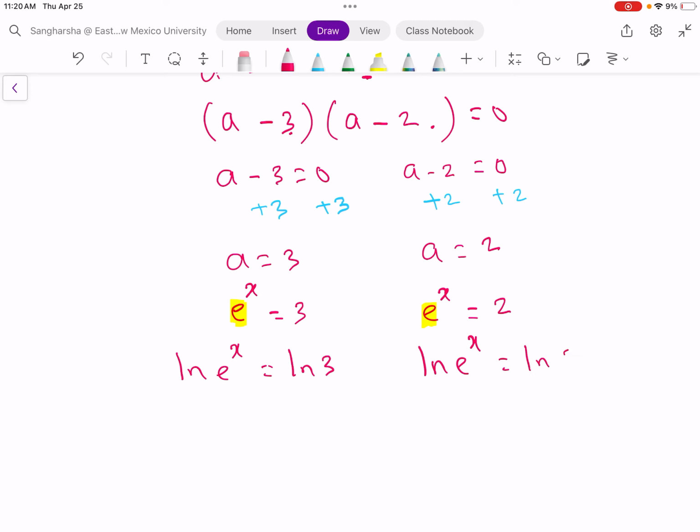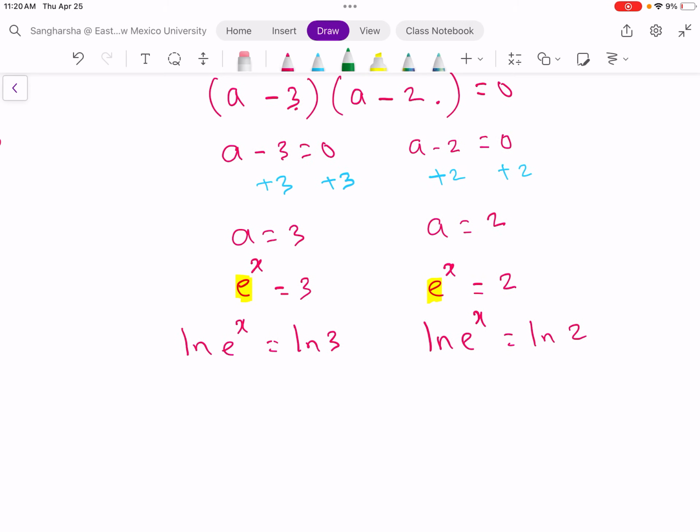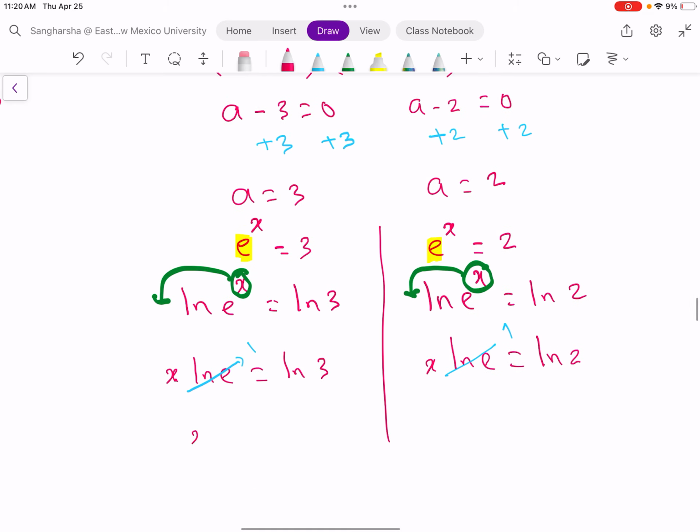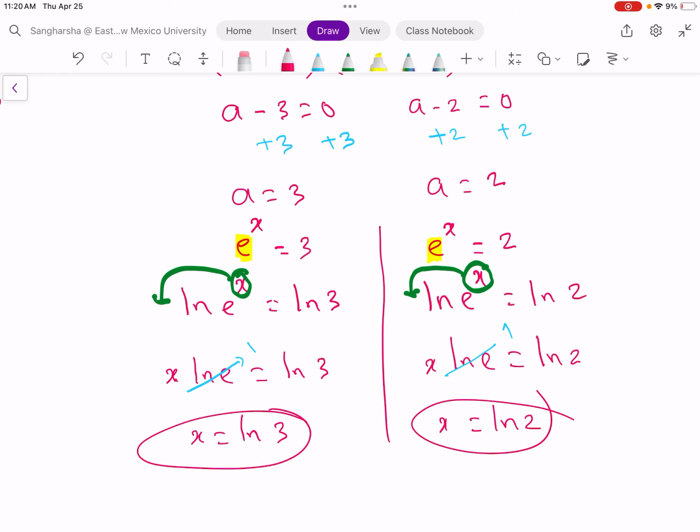Okay. So we have this exponent x, so it comes in front here. Similarly, this x comes in front of ln. So we have x times ln of e equals ln of 3. So we have x times ln of e equals ln of 2. We know ln of e is 1, right? So x times 1 is x equals ln of 3. And x times 1 is x equals ln of 2. So these two are the solutions for this equation.